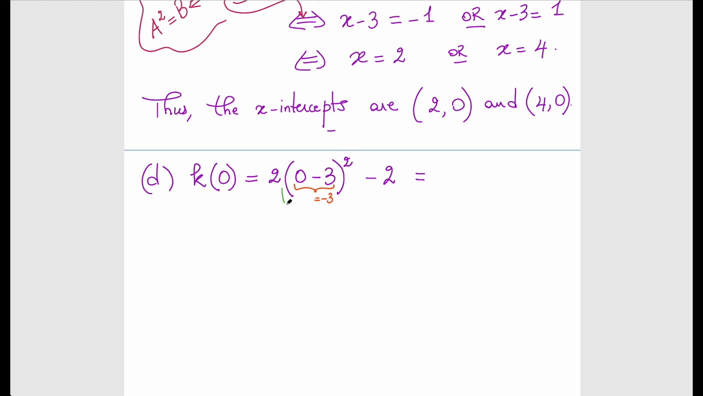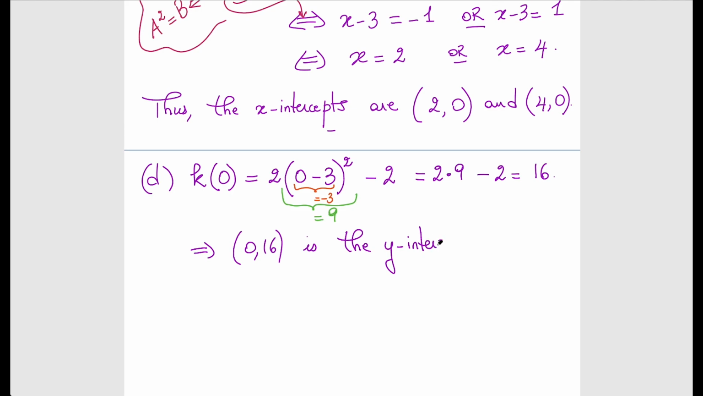Once you square it, you get -3 squared. So you're squaring -3. And what's -3 times itself? It's 9, right? So you get 2 times 9 minus 2. And what's 2 times 9? It's 18. And 18 minus 2 is 16. Correct? So k of 0 is 16. Therefore, 0, 16 is the y-intercept of this function k.